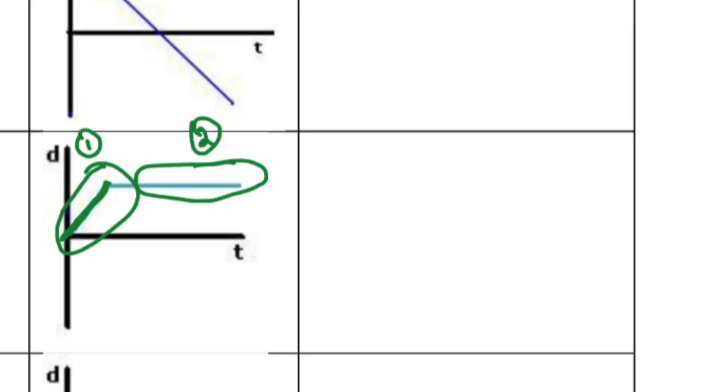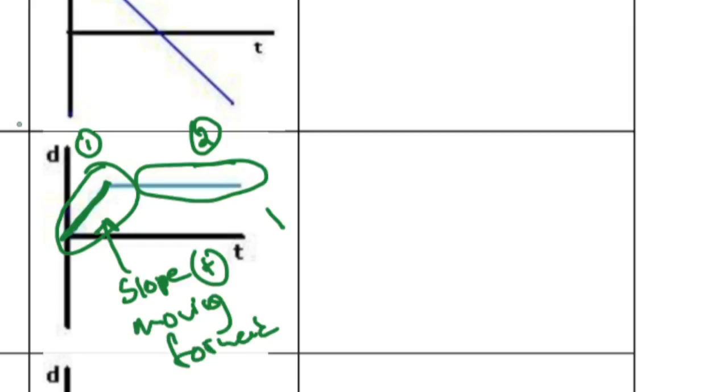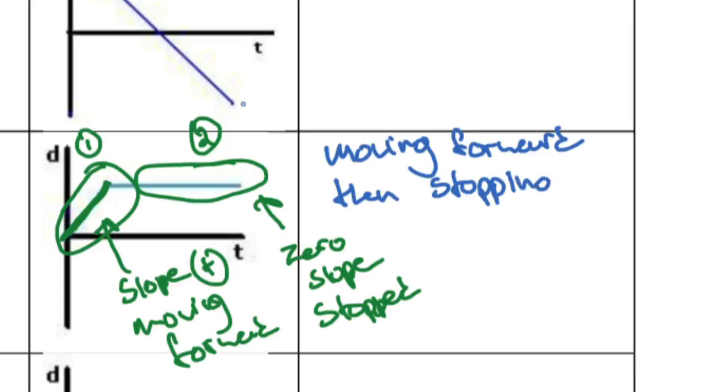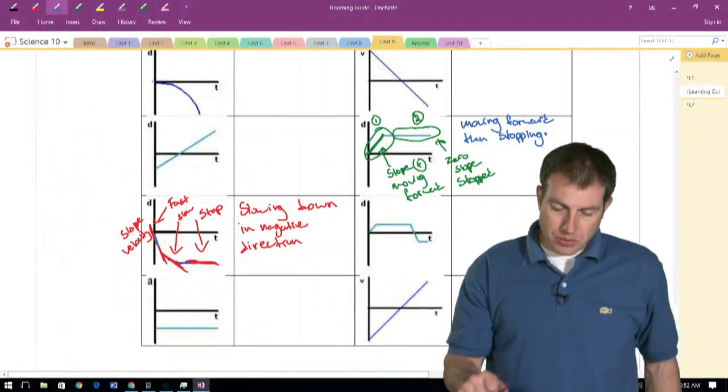It's moving then stopping. That's brilliant. So we have a slope here, and the slope is positive, so it's moving forward. And then we have 0 slope, so it's stopped. So I think moving then stopping is a concise way of describing this. I would go moving forward, then stopping. And that works for me. So have a look at the rest of those, see what you can do.